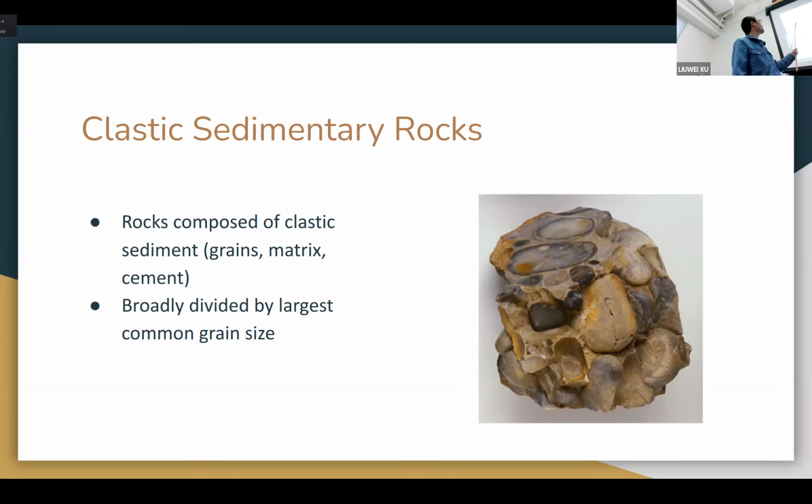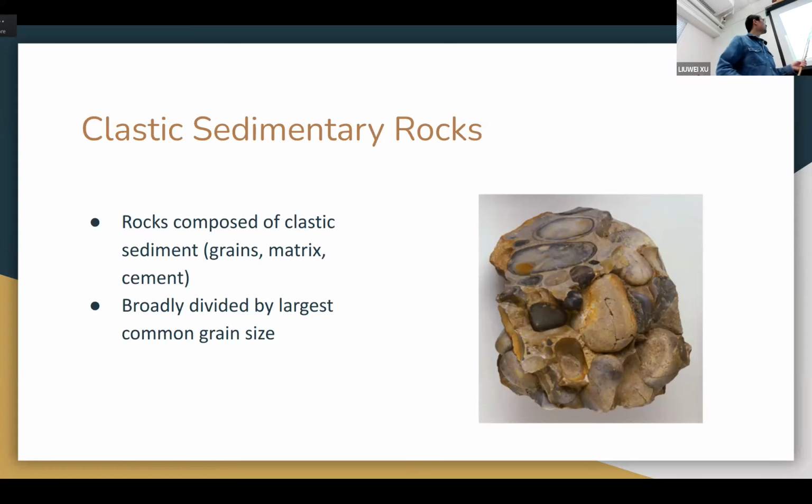More details about clastic sedimentary rocks. These rocks are composed of clastic sediments like the grains, matrix, and the cements. This cement is not man-made cement. They are natural things that glue these components together.